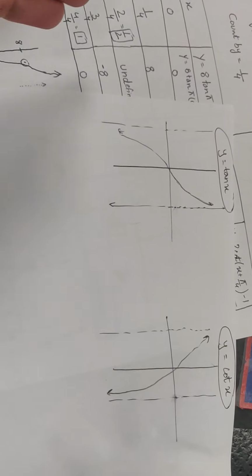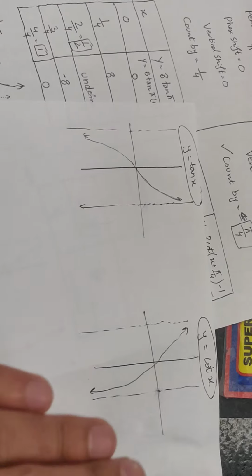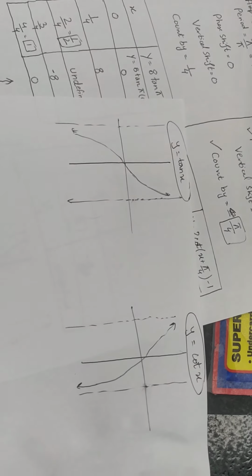So in general, the tangent graph on the left side is down, on the right side is up. The left side of the cotangent graph is opposite, it's up, and the right side is down.